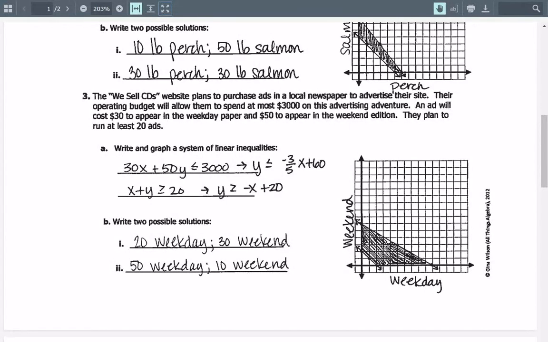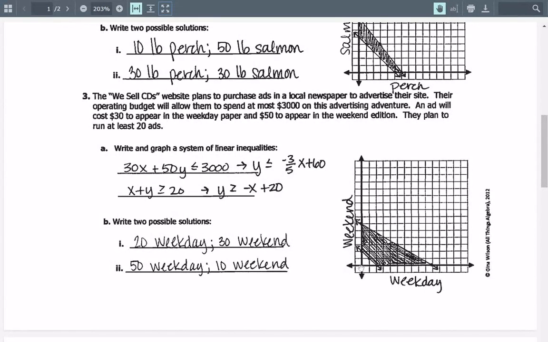They plan to run at least 20 ads. All right, so we're going to let X be the number of weekday ads and Y the number of weekend ads. The first equation that we write is about money. So we're going to have $30 times the number of weekday plus $50 times the number of weekend, and that's less than or equal to $3,000. We also need at least 20 ads, so X plus Y is greater than or equal to 20. We put these in slope-intercept form and graph, and then again simply select 2 points within the feasible region.